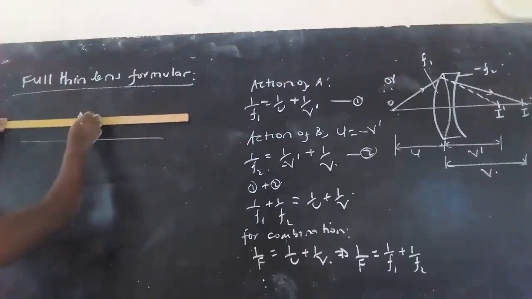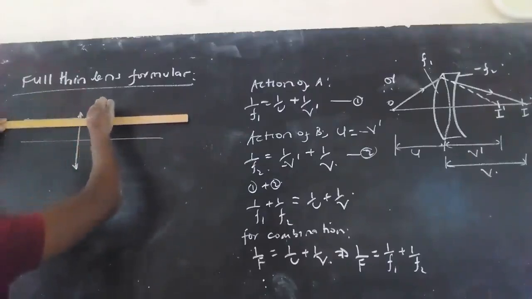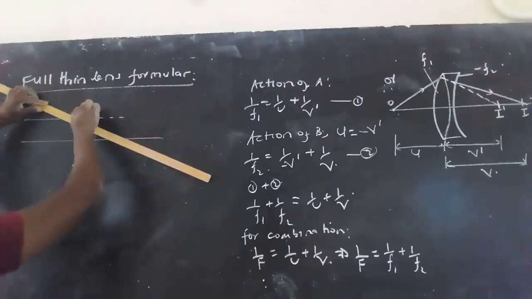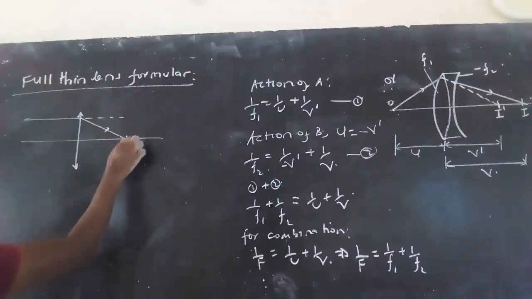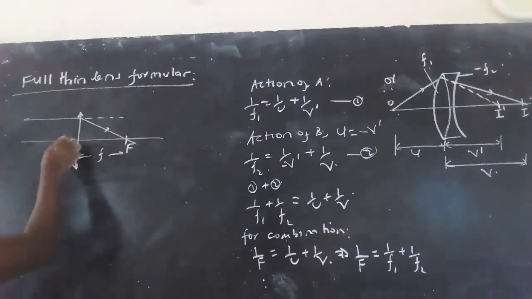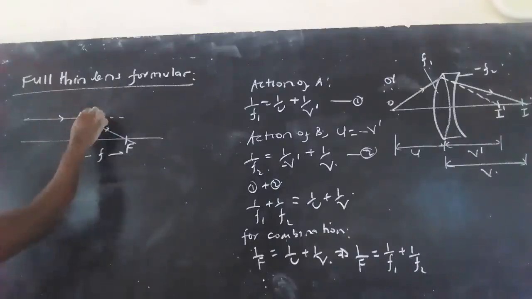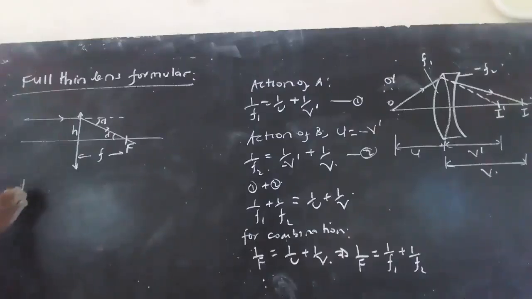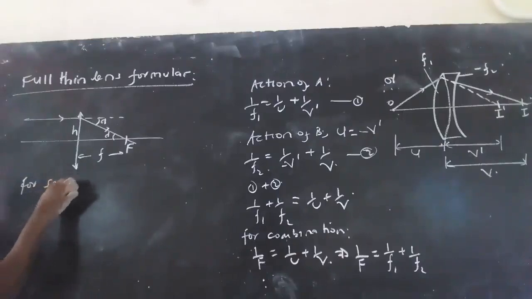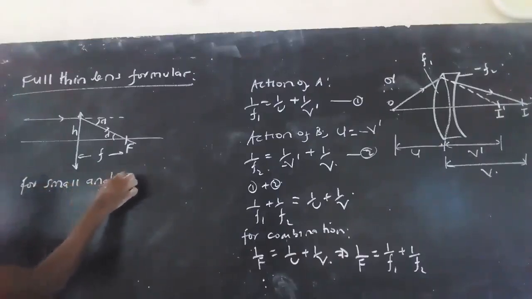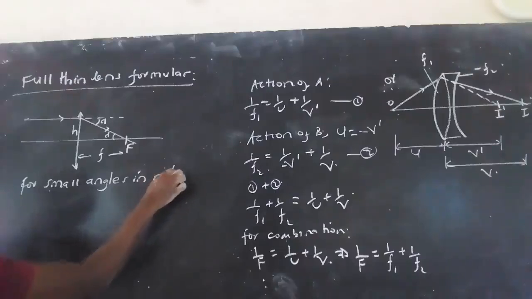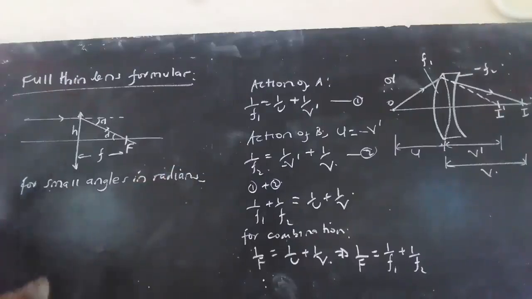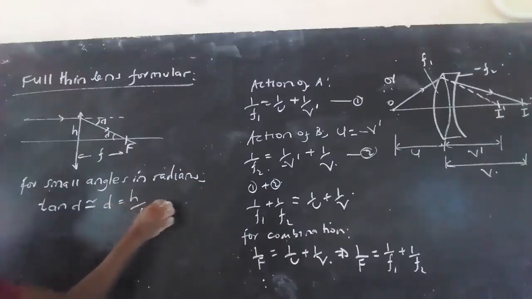So I have this, then it converges through the focus. This is F, meaning this is our F up to here, and then this is our H. This is our deviation, which is the same deviation here. So we shall say that for small angles in radians, tan of D is approximately equal to D, which is H over F, equation 1.